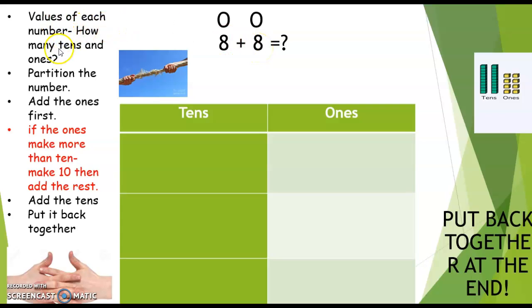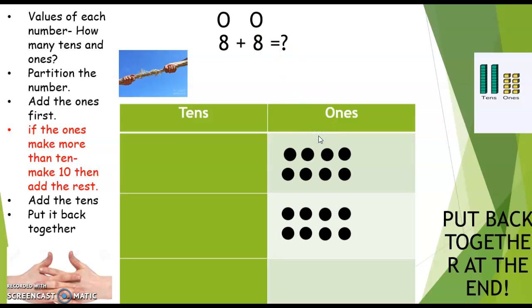So the first thing we need to do is look at the values of the numbers. How many tens and ones do we have? So we have 8 ones here and 8 ones here. So I'm going to put those in the box. So 8 ones there and 8 ones there. So I'm keeping them in the ones box. So we need to add the ones together first.